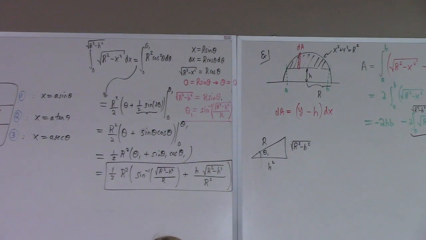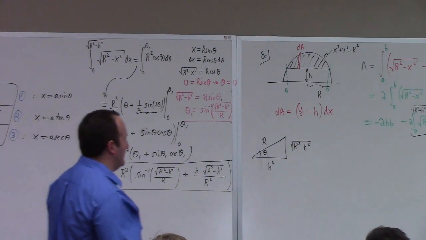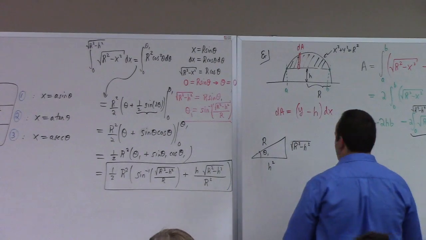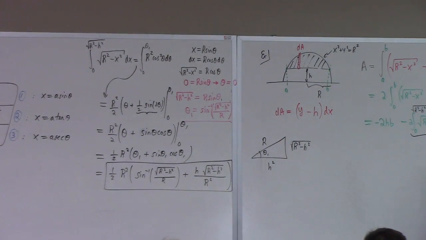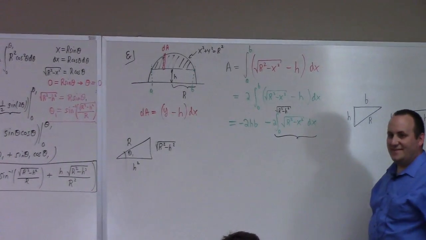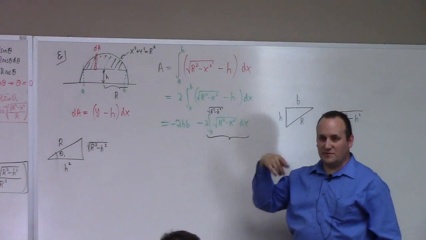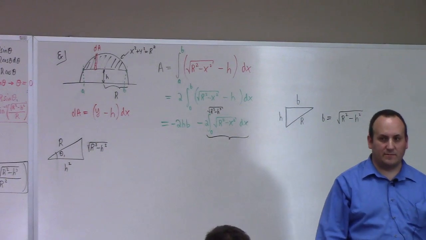Hey! Oh, but you still got to go back over here. Oh man, that's just part of the answer. That's not the answer. I'm an idiot. We got to take that and plug it in over here. And then that picks up a 2, which then gives us pi r squared over 2.